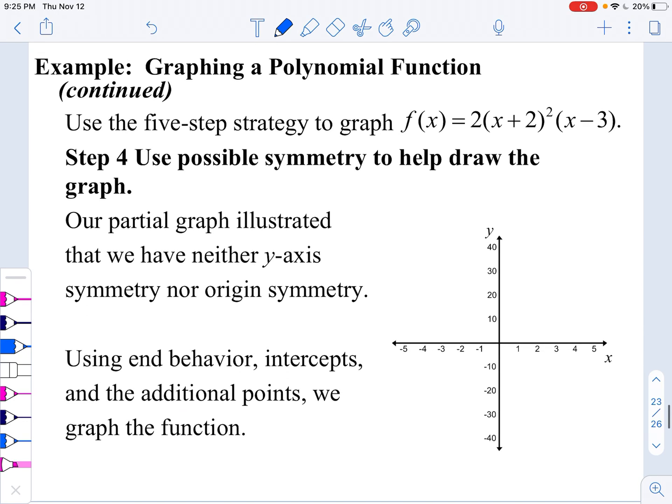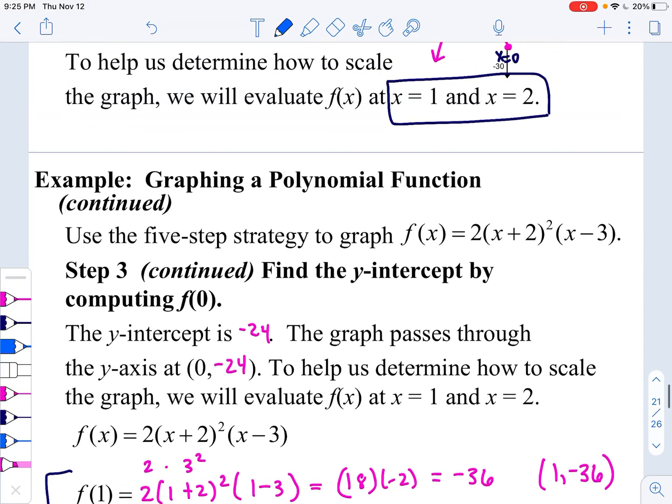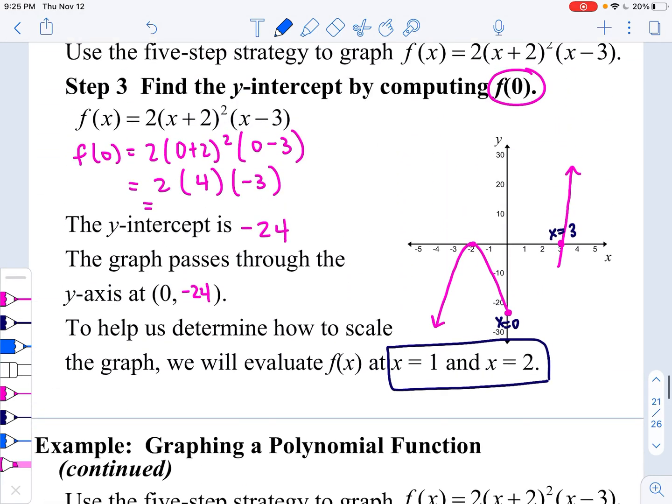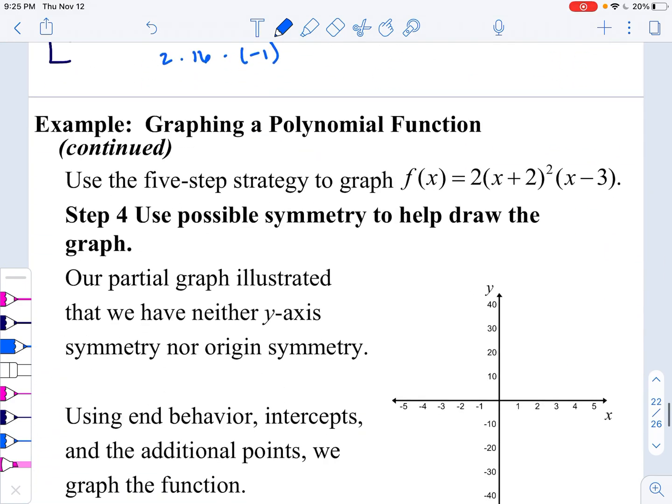All right. We'll do that in a moment. Step number 4 said to use possible symmetry to help draw the graph. Well, our partial graph illustrated that we have neither y-axis symmetry nor origin symmetry, right? If you went back to that partial graph, we did just find what happens at 1 and 2, so that's going to turn back around, but you can tell by looking at that it does not have that symmetry.